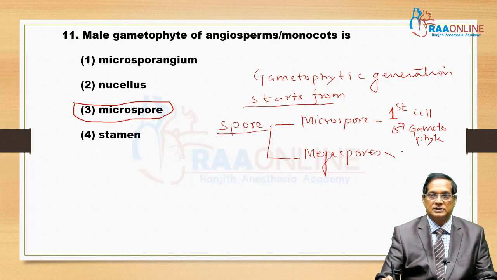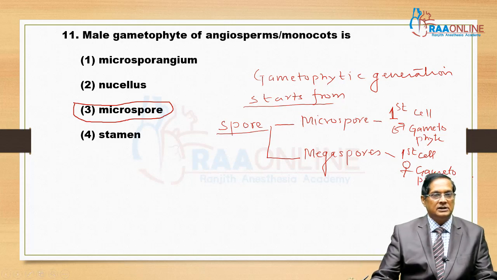Whereas megaspores, first cell female gametophyte. Female gametophyte. So answer is 3.